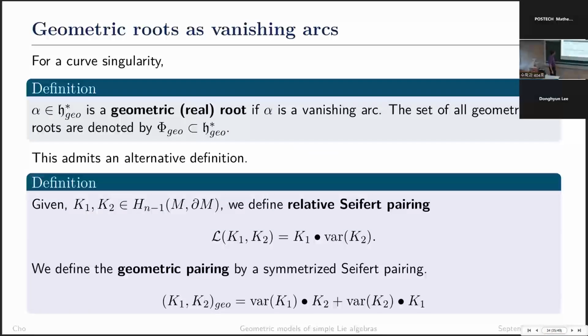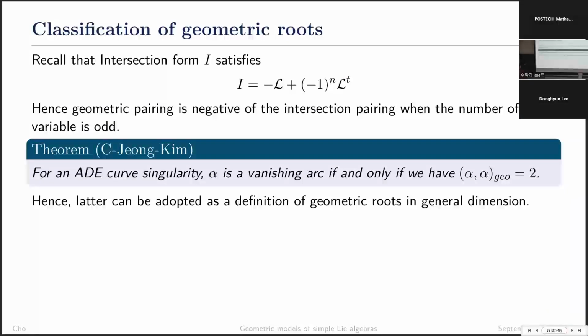So what is the pairing? Given 2 arcs, you look at the variation of one arc intersected with the other one, or the variation of the second arc intersected with the first one. In a sense, this pairing is not symmetric, so we symmetrize the pairing. This is the symmetrized pairing. And we show that, in fact, we can characterize vanishing arcs if and only if their length is equal to 2.